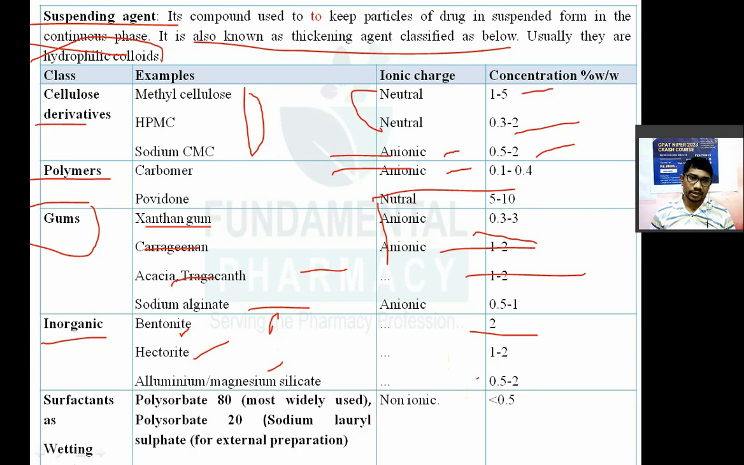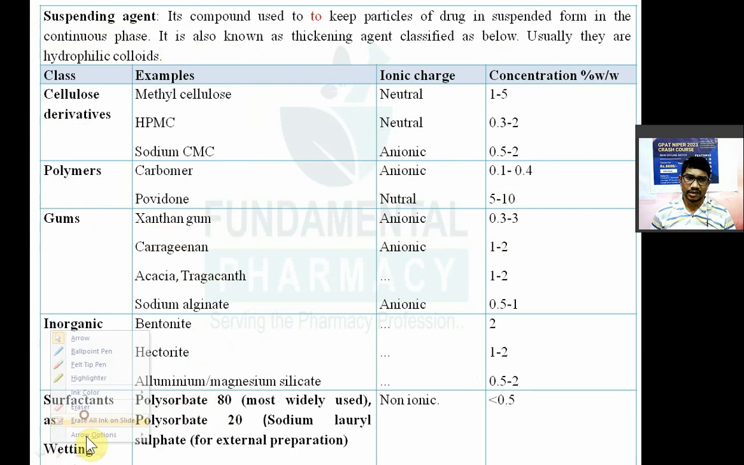Then surfactant as a wetting agent. Polysorbate 80 is the most widely used. Then polysorbate 20 and sodium lauryl sulfate, which is used for external preparations. They are non-ionic, so they are used at less than 0.5% weight by weight. These are the examples of suspending agents. A question can come on suspending agents at any time.